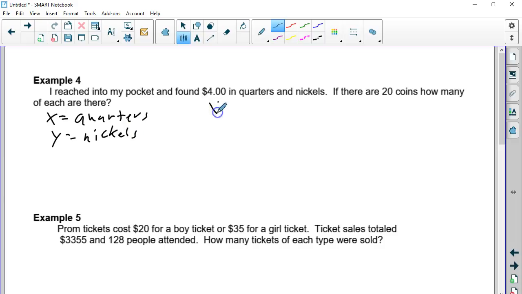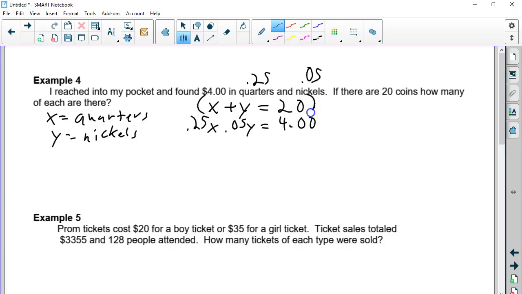Number line. Number of quarters plus number of nickels equals the number of coins. Value of a quarter. Be careful here. It's 25 cents, so that's 0.25. Be extra careful here. The most common mistake is to call nickels 0.5. It's not. That's 50 cents. It's 0.05. So be very careful whenever you have nickels. It's the most commonly messed up coin. So plus 0.05y equals $4.